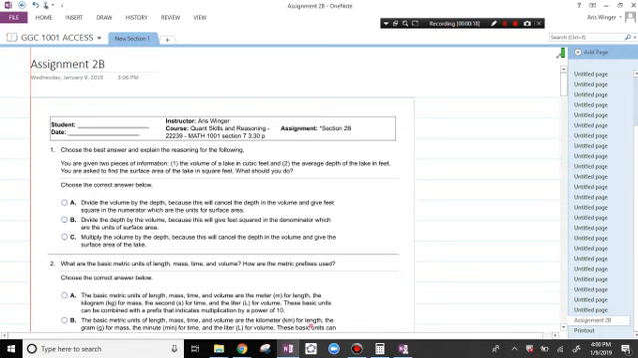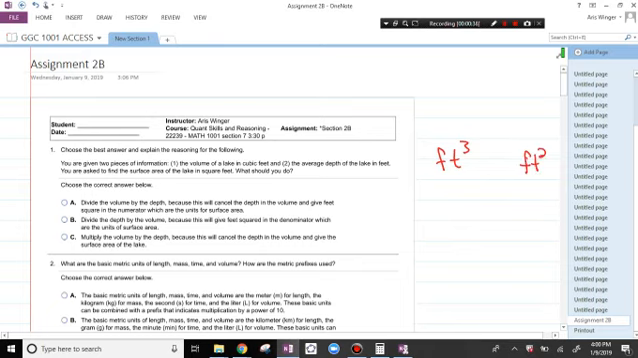You are given 2 pieces of information: the volume of a lake in cubic feet, feet cubed, and the average depth of the lake in feet. You are asked to find the surface area of the lake in square feet.